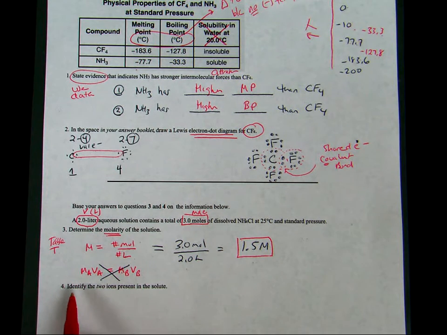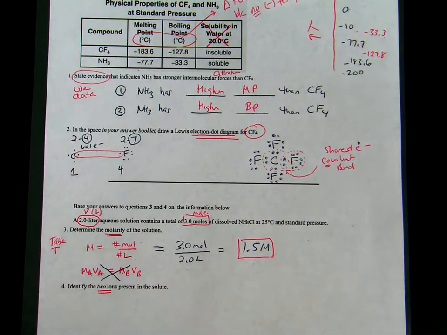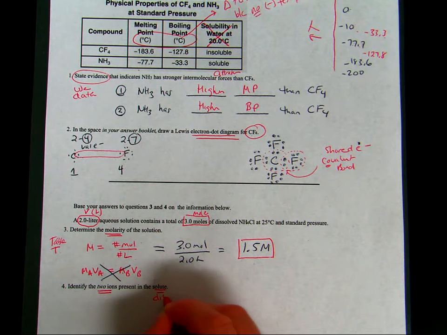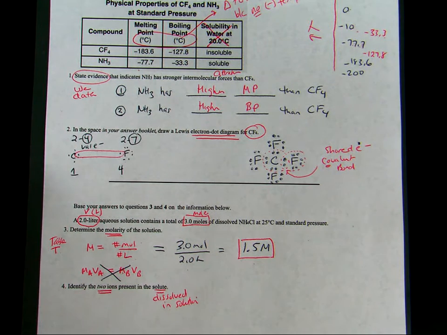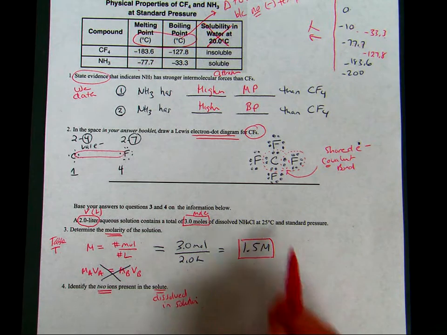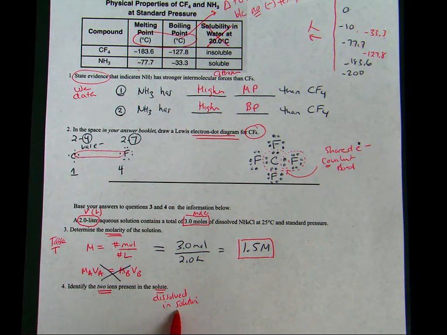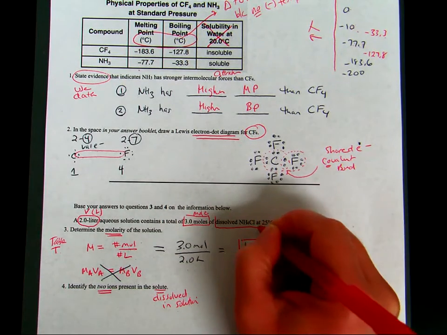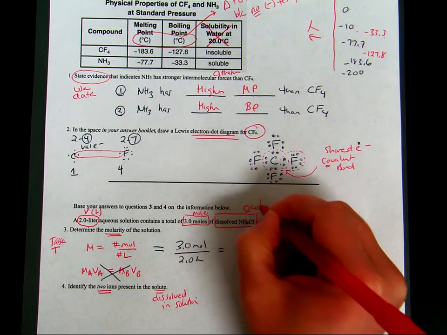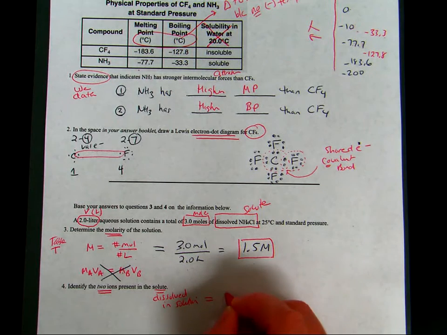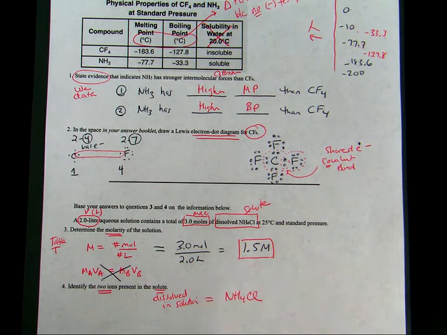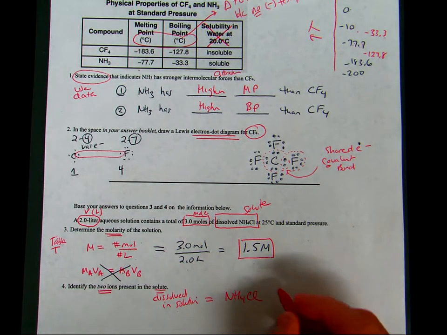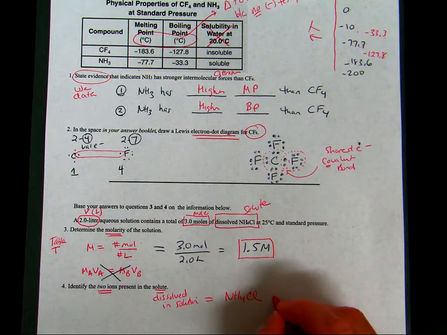Number 4, it says identify 2 ions present in the solute. Well, the solute is what is dissolved in the solution. So when we go back up to our information that is provided, it says that 3 moles of dissolved NH4Cl. So here we go. So this is our solute. So the information that they give us, it's NH4Cl.